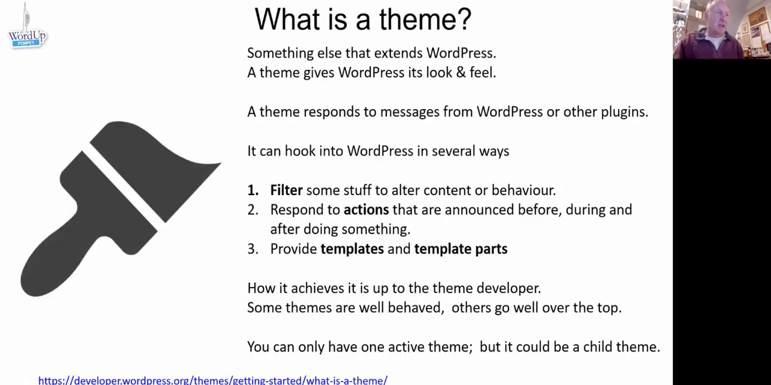So what's a theme? Well, a theme also extends WordPress, and it's the thing that gives WordPress its look and feel. But it behaves in the same way as a plugin, in that it responds to the messages that WordPress and other plugins issue, and it can hook into WordPress by doing this filtering stuff and responding to actions. But the difference between a plugin and a theme, I suppose, is that it provides templates and template parts, which are the bits that make WordPress display the content that you want to see in the form that you want to see it. So if you're looking at a home page which lists the blog posts, you might expect to see a title followed by the featured image, followed by the excerpt, and then maybe some metadata. And then you get on to the next post and so on.